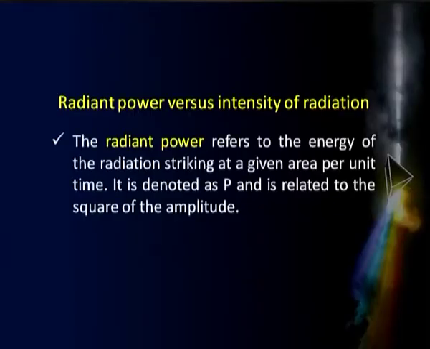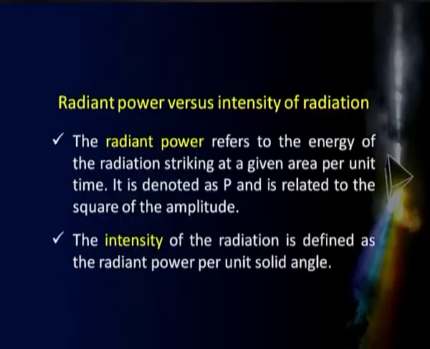I am using two terms here, radiant power and intensity of radiation. Let us differentiate between the two, because they are very important terms for us. The radiant power refers to the energy of radiation striking a given area per unit time. Suppose radiation is coming and striking this area; the rate at which it is striking is the radiant power. This is measured in terms of the square of the amplitude. Higher the amplitude, the square of that will be still higher, so that will be the power.